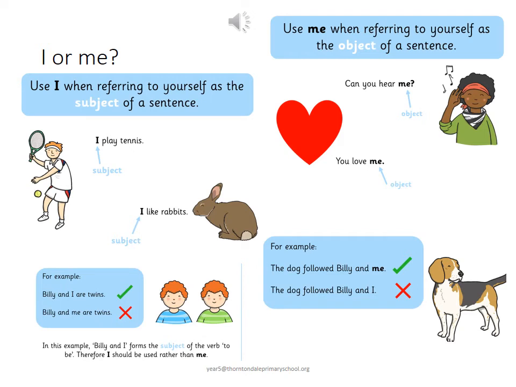So Billy and I are twins, because Billy and I, that phrase forms a subject of the verb to be, so therefore I should be used rather than me. So it's not Billy and me are twins. Another example would be the dog followed Billy and me. That one is correct because the dog is doing the following. So you're not talking about yourself as doing the verb.